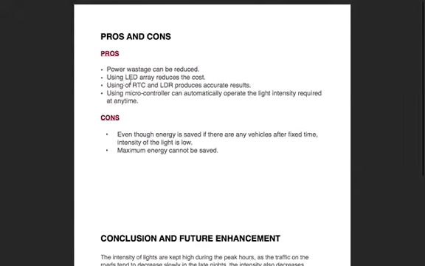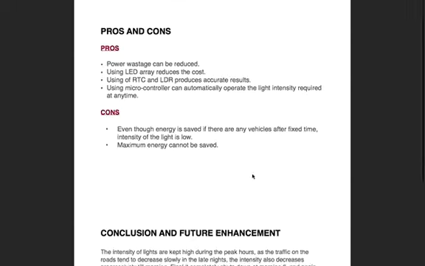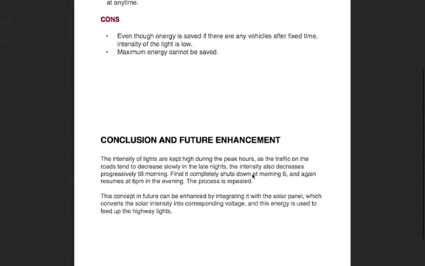For the project, we have some pros and cons. The pros are that power wastage can be reduced, LEDs reduce the cost, they are cheaper, and we can save energy by automatically determining the intensity. The cons are that we cannot save the maximum energy every time. Suppose the weather condition changes; according to that, even though energy is saved, if there are any vehicles at a fixed time, the intensity of light is low.